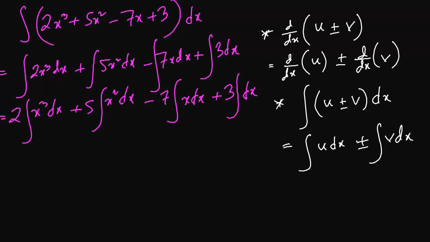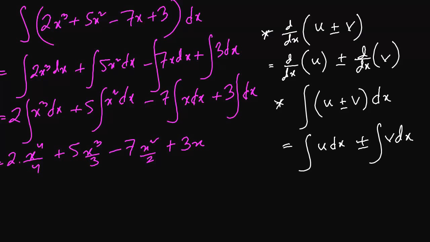So when we integrate this, we have 2 integration of x cubed: the exponent would increase by 1, divided by that exponent, plus 5. So x squared would become x cubed by 3, minus 7, x would become x squared by 2, plus 3. Integration of dx is going to be x. So that's that. But there's one more thing I haven't mentioned.